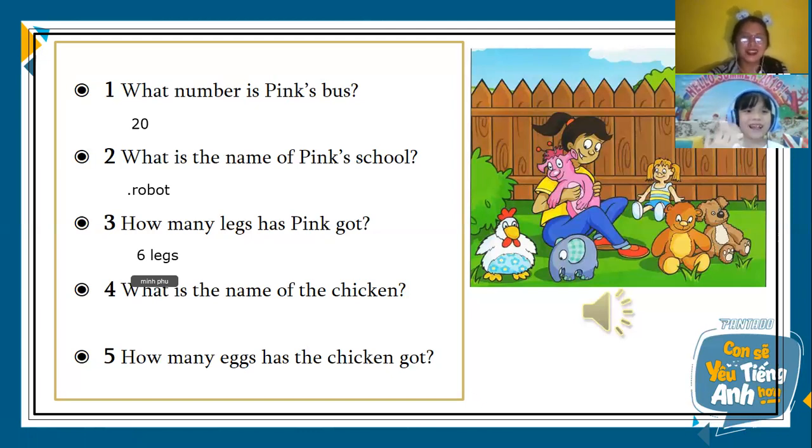Oh, yeah. And number four. What's your answer, number four? Okay, and number five. Okay, for number five. Okay, so let's go for the next slide.